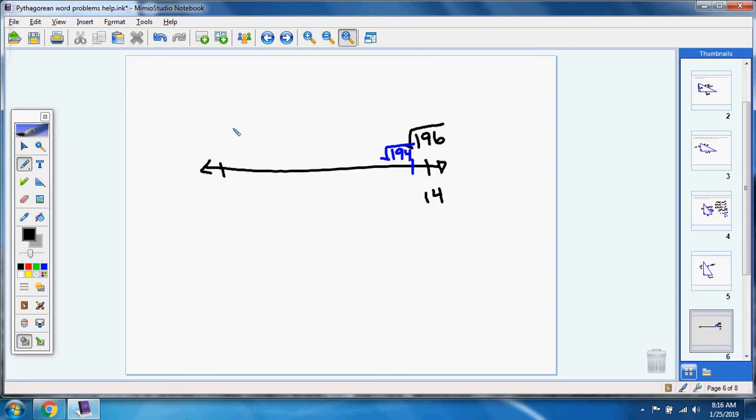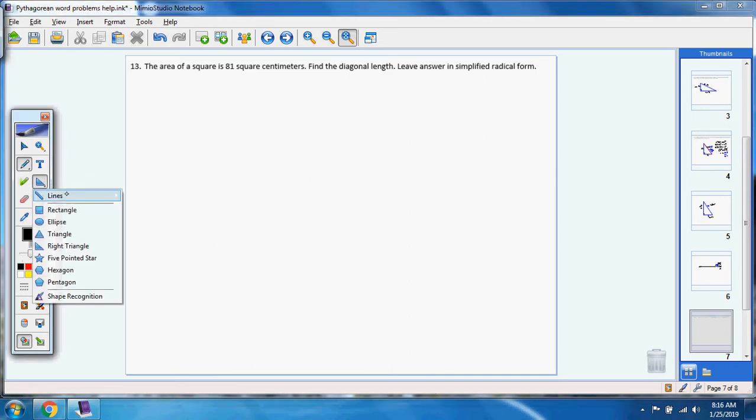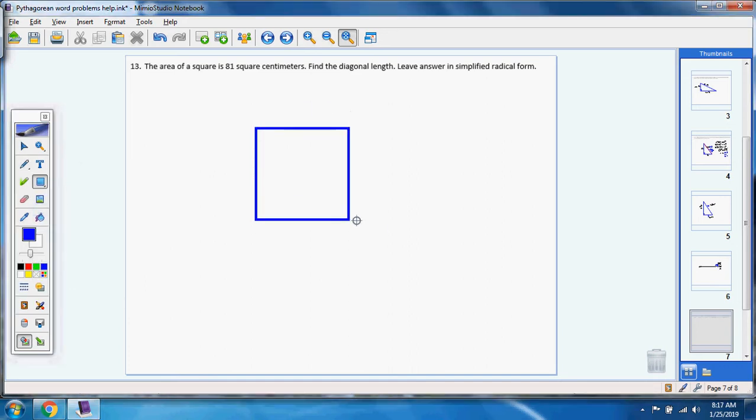All right, let's look at number 13. So turn your worksheet over. All right, number 13. The area of a square is 81 square centimeters. So this time we're actually going to go ahead and draw a square. We know, of course, that a square has a right angle.